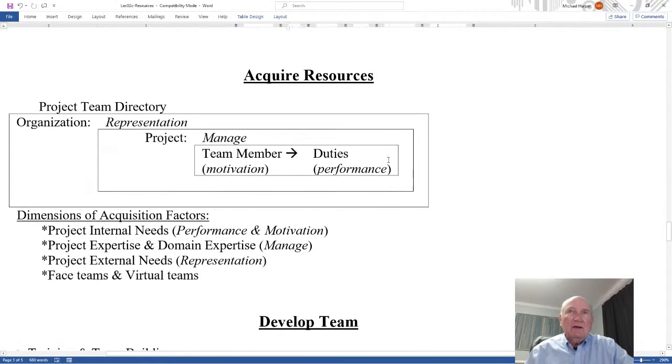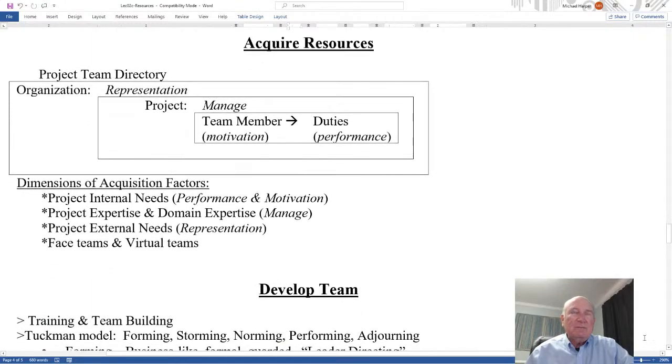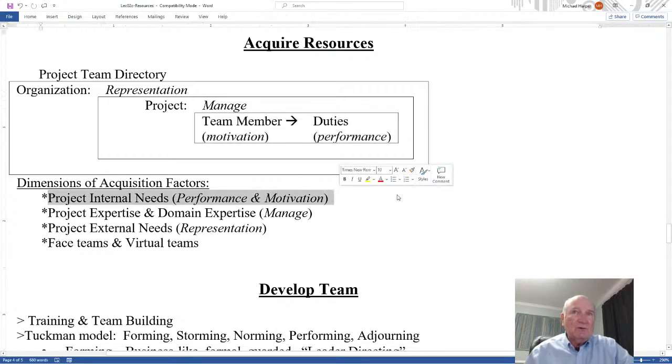Okay, then acquire the resources. Well, when you begin to put together a team, there are a number of things to think about. First of all, the team member for motivation and the team member for the duties and the performance. So at the first level, you start with getting the work done. The project internal needs. It could be performance, doing the duties and getting the work done.